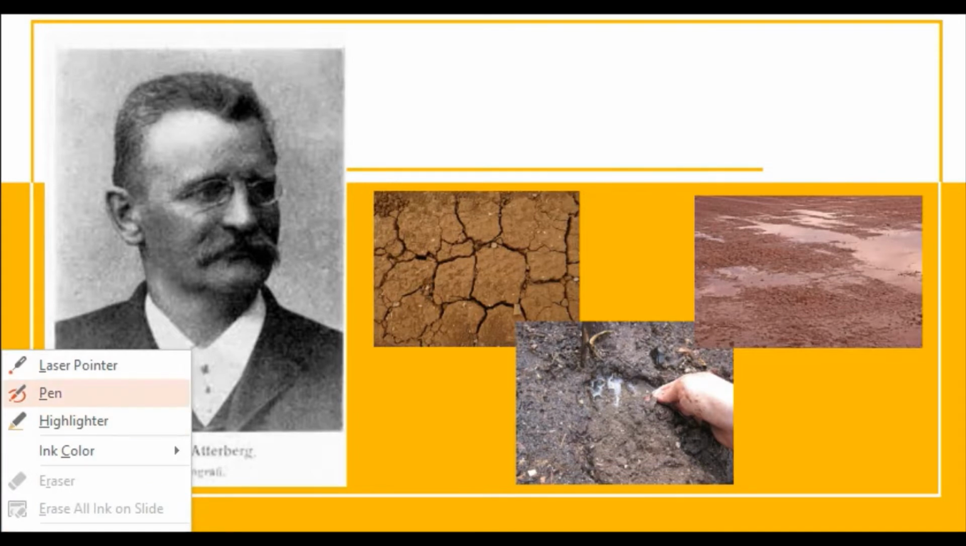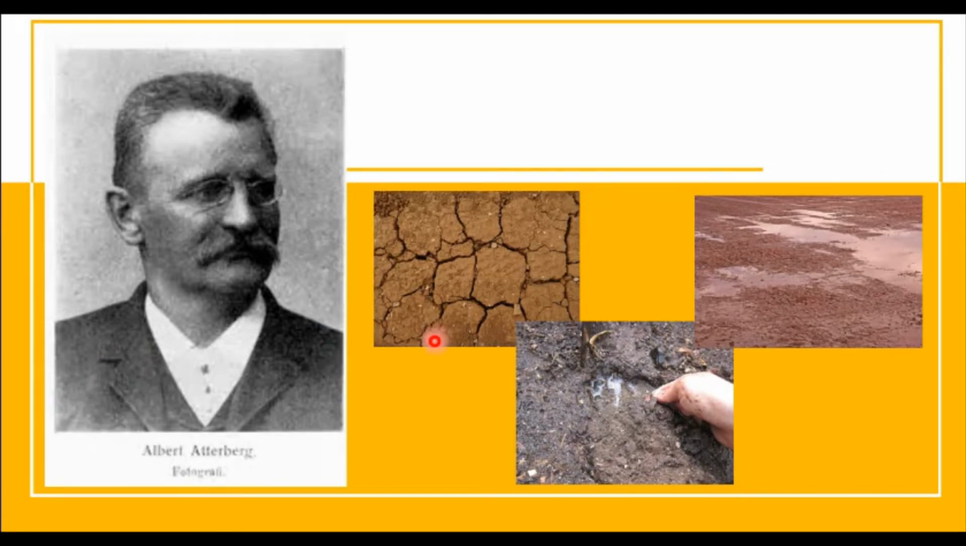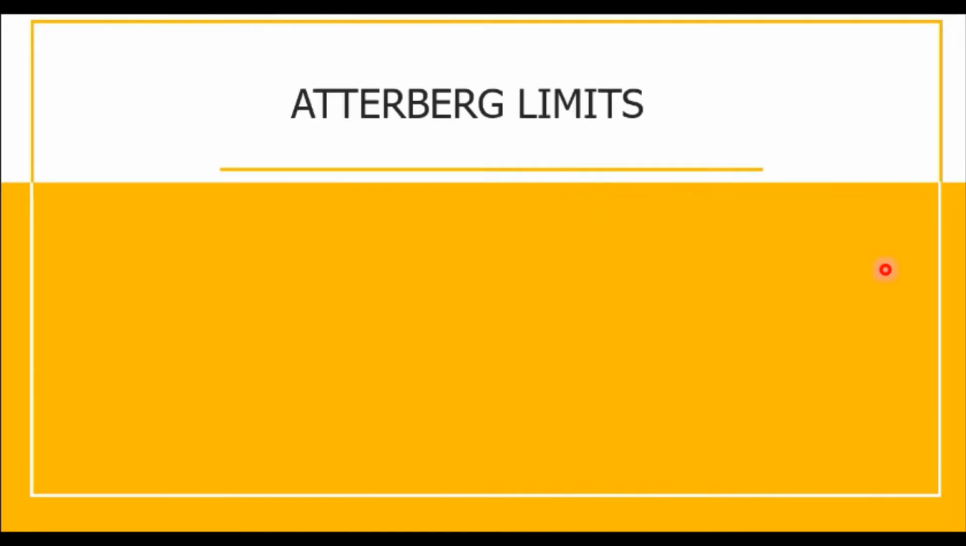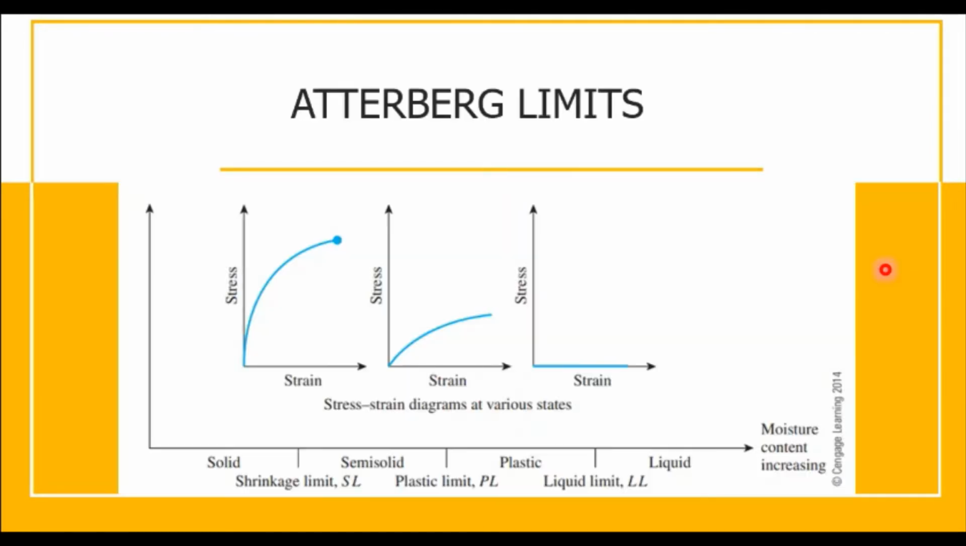So if we look at this picture, this soil has no moisture content and behaves like a solid. In this case, this is a moist soil. And in this case, it is already submerged in water and behaves like a liquid. So, Albert Atterberg described the states of soil at various moisture contents.